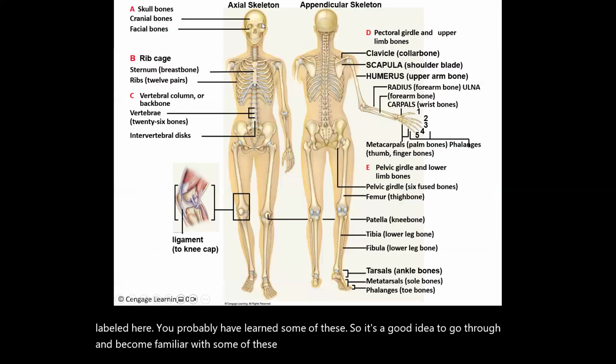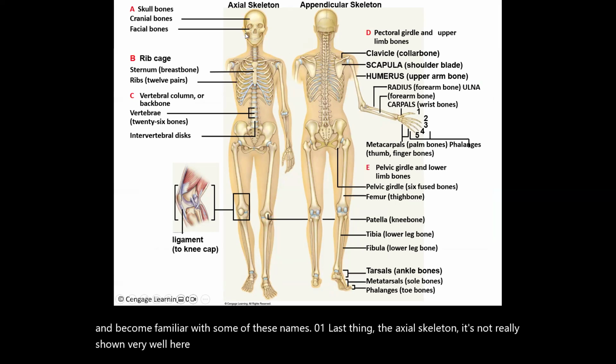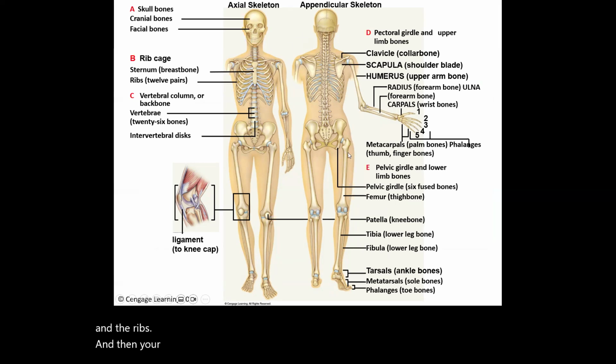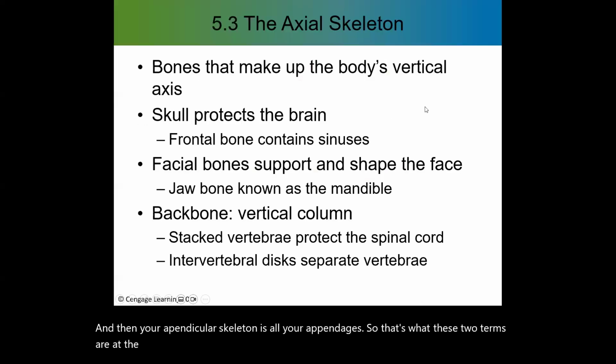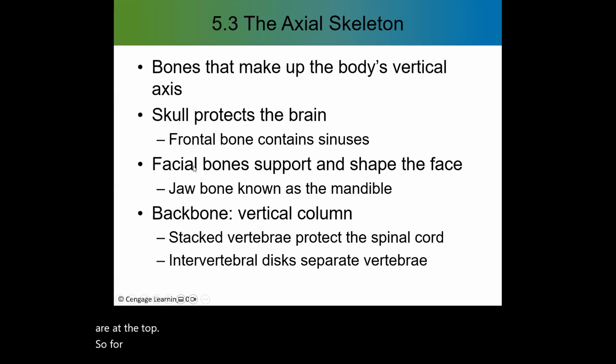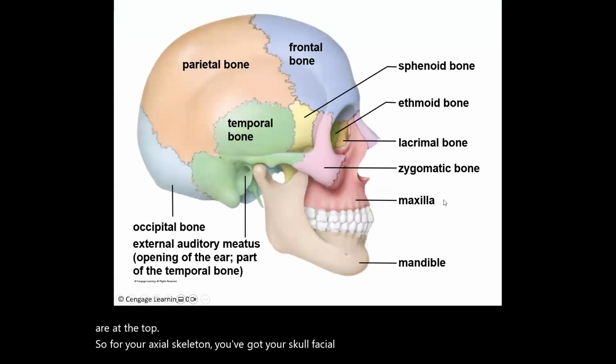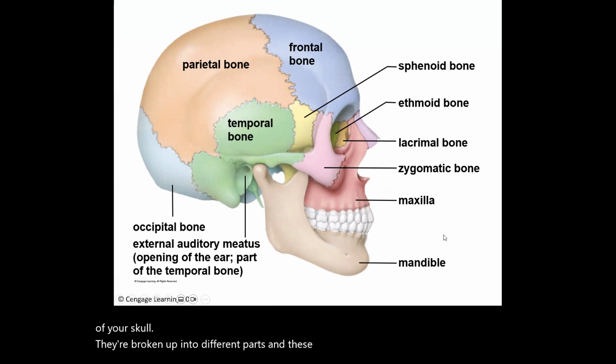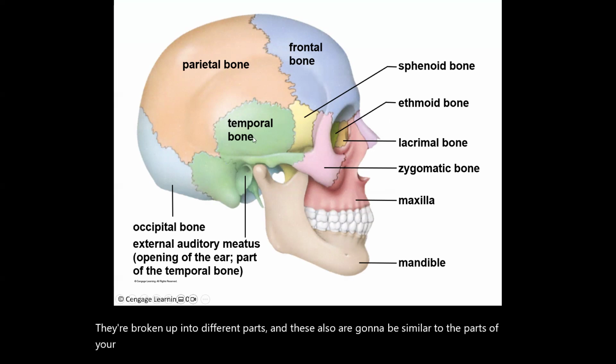Oh, one last thing. The axial skeleton, it's not really shown very well here, but that's the part of the skeleton with the skull and the vertebrae and the ribs. And then your appendicular skeleton is all your appendages. So that's what these two terms are at the top. So for your axial skeleton, you've got your skull, facial bones, backbone. Here are some bones of your skull. And they're broken up into different parts. And these also are going to be similar to the parts of your brain. So like frontal lobe and temporal lobe, and all of those, occipital lobe and parietal lobe.